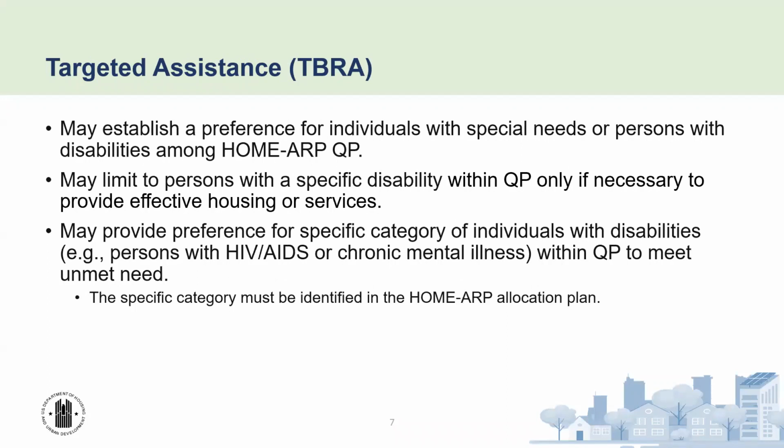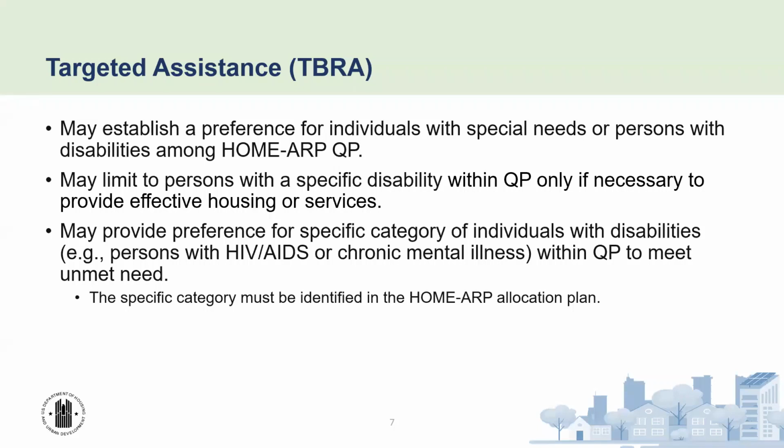If HOME-ARP funds are going to be used for TBRA, the PJ may establish a preference for individuals with special needs or persons with disabilities among the HOME-ARP qualifying populations. For example, within the qualifying populations, the PJ may decide to limit to persons with a specific disability within the QP, right? Only if necessary to provide effective housing or services.